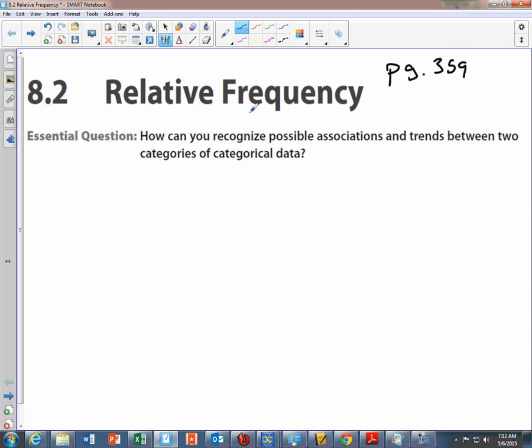talking about relative frequency. How can you recognize possible associations and trends between two categories of categorical data? Remember, categorical data is data that is not represented by numbers. So color, type of car, things like that.